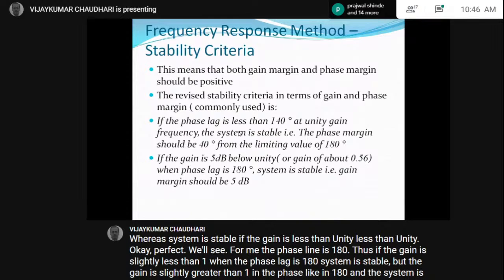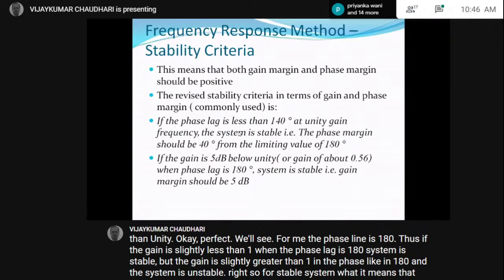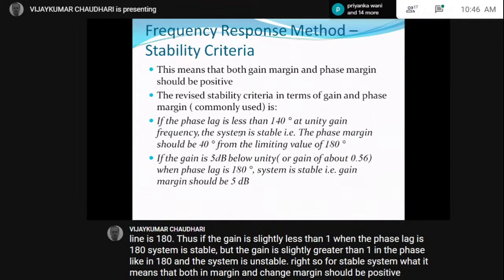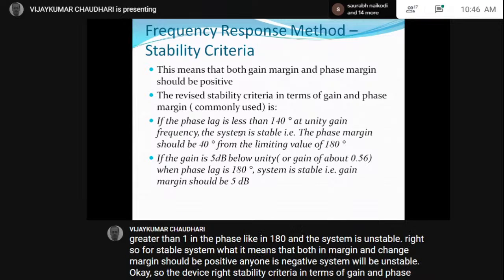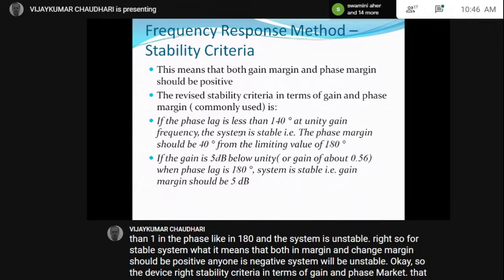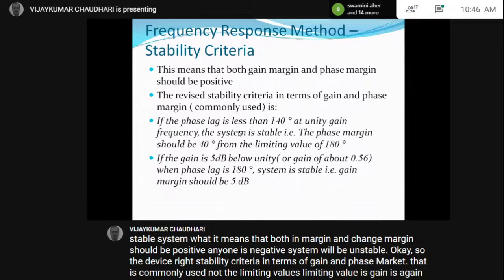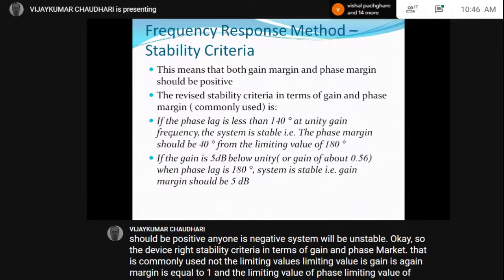So, for a stable system, both gain margin and phase margin should be positive. If any one is negative, the system will be unstable. Okay, so the revised stability criteria in terms of gain and phase margin that are commonly used are not the limiting values. The limiting value of gain margin is exactly equal to 1, and the limiting value of phase is 180 degrees. Okay, so those are not used.